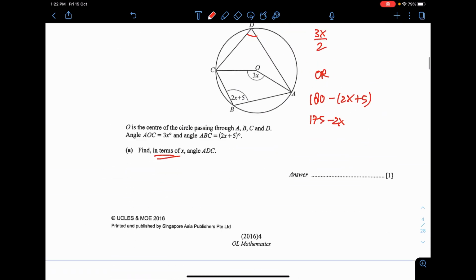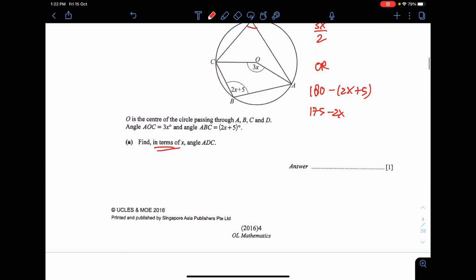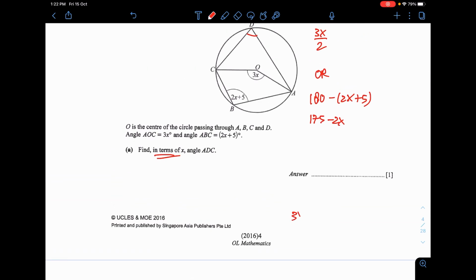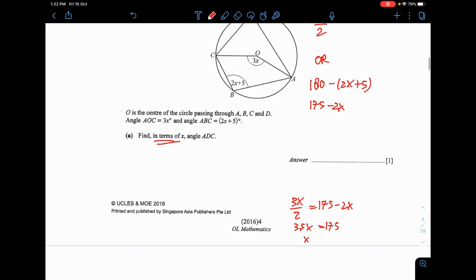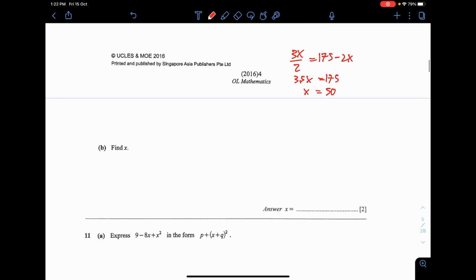Find x. Well, basically we are going to equate both of them together. That means x is 50.